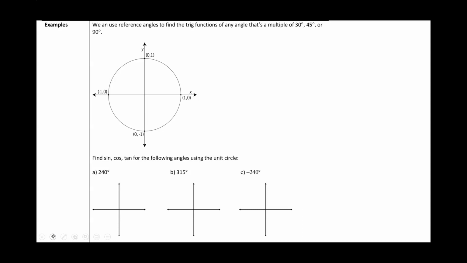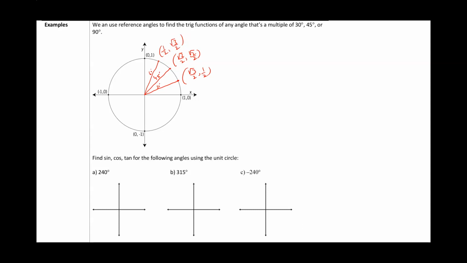Okay, so we can use reference angles to find the trig functions of any angle that's a multiple of 30, 45, or 90. So I'm going to once again make this chart. So for 30, and you should be doing this every time, 30 is going to be radical 3 over 2, comma 1/2. Then for 45, it's going to be radical 2 over 2, comma radical 2 over 2. And then for 60, it's going to be 1/2, comma radical 3 over 2.